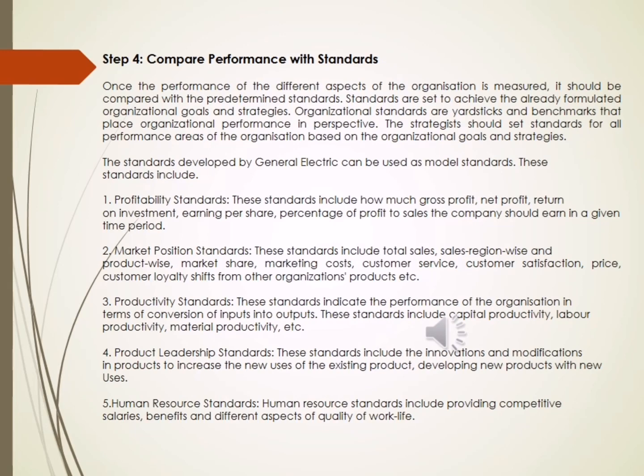Next is the productivity standards. These standards indicate the performance of the organization in terms of conversion of inputs into outputs. These standards include capital productivity, labor productivity, material productivity, and so on. Number four, product leadership standards. These standards include the innovation and modification in products to increase the new uses of the existing product, and developing new products with new uses. And for number five, human resource standards. It includes providing competitive salaries, benefits, and different aspects of quality of work life.